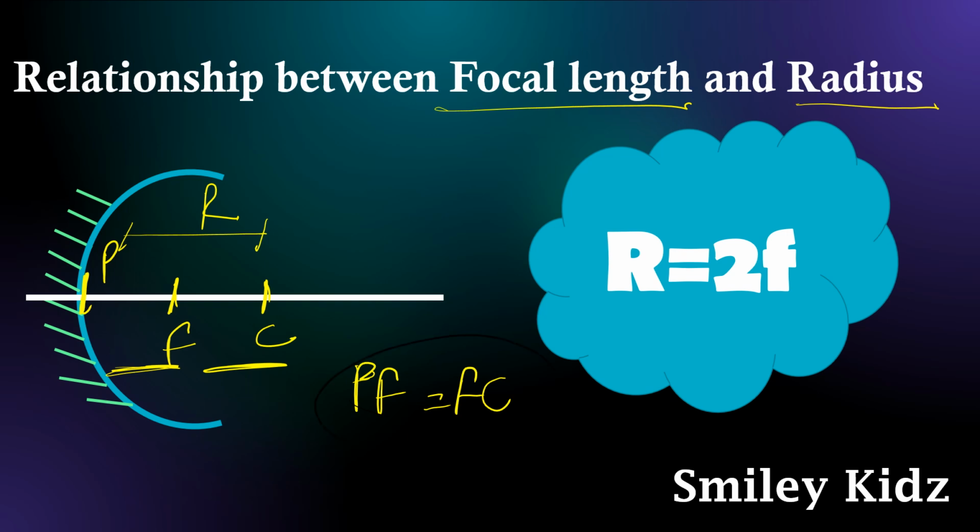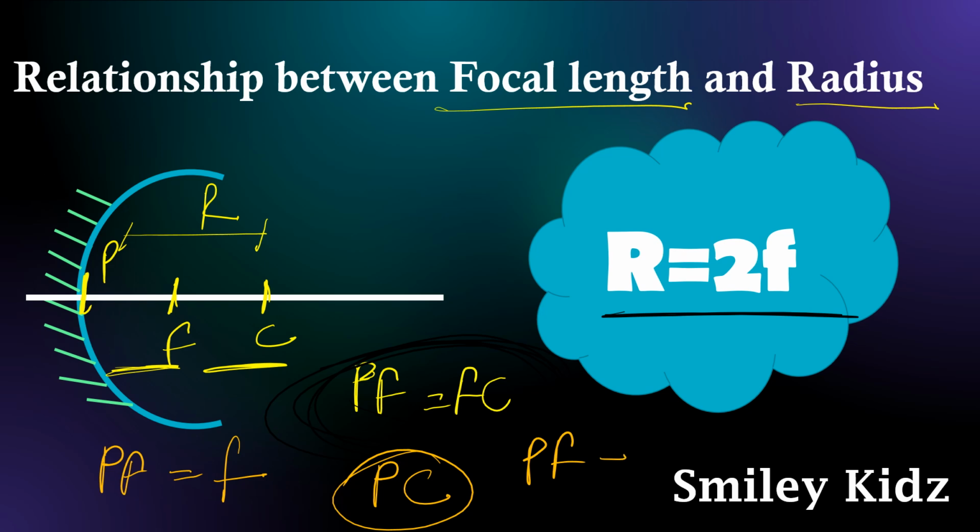So from this particular expression, we can derive R is equal to 2F. That means the radius of curvature is equal to 2 times the focal length. We know that PF is the focal length of the mirror, right? And radius is PC. PC can also be written as PF plus FC, isn't it? Now what is PF? PF is the focal length, isn't it? And we also know that F is always the midpoint of P and C, that is PF will always be equal to FC. So FC can also be written as F only, right? Now PC is equal to F plus F, which is 2F.